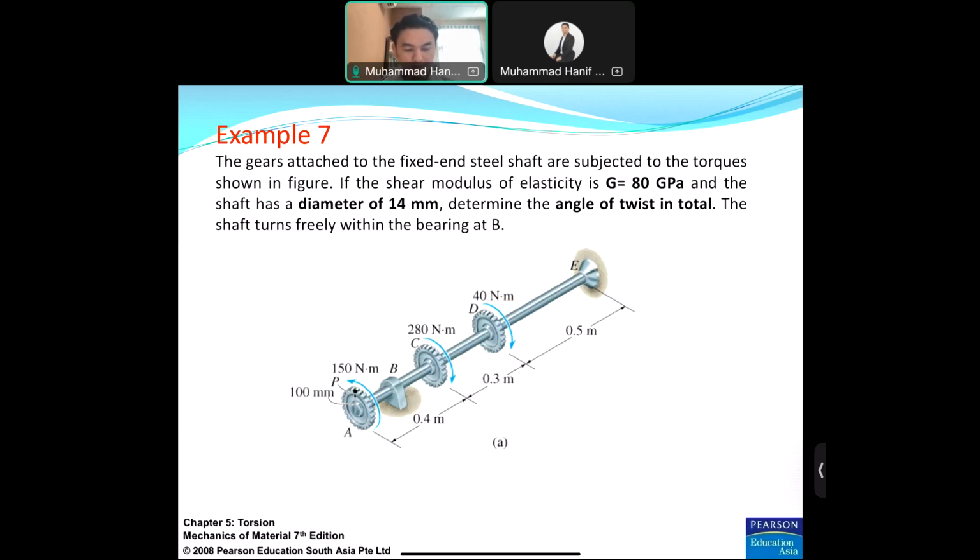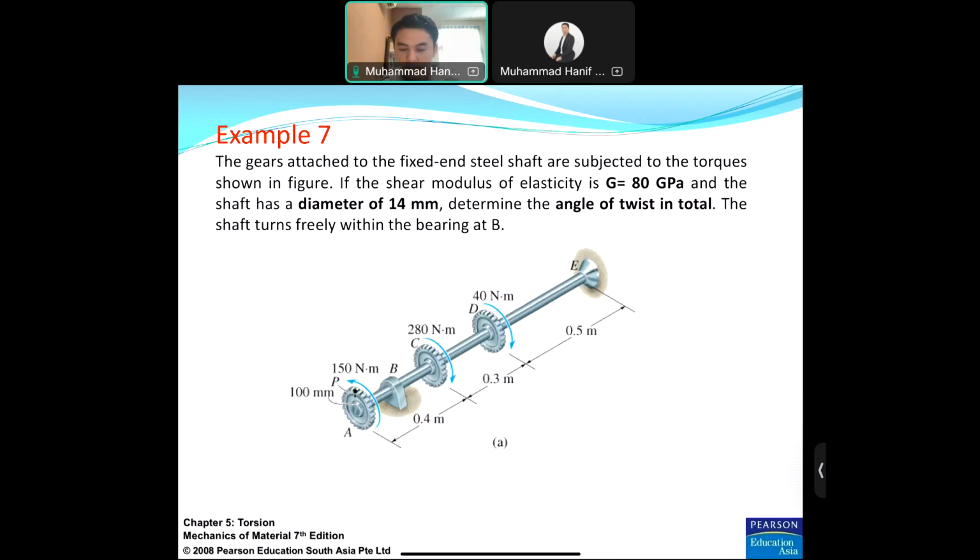So the gears attached to the fixed steel shaft are subject to the torques shown in the figure. If the shear modulus of elasticity is G equal to 80 gigapascal, and the shaft has a diameter of 14 millimeter, determine the angle of twist in total. The shaft turns freely within the bearing at B.